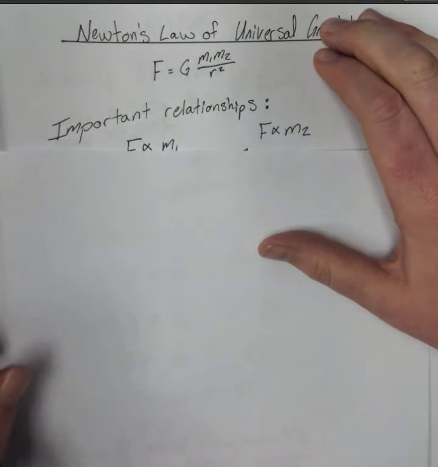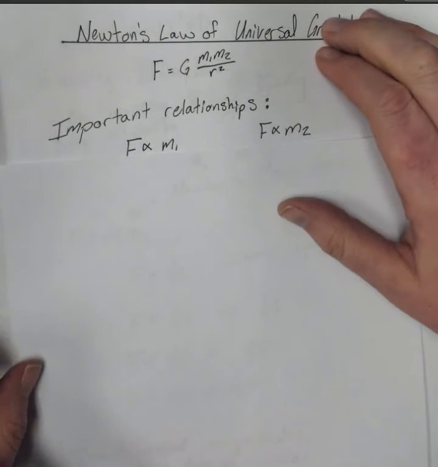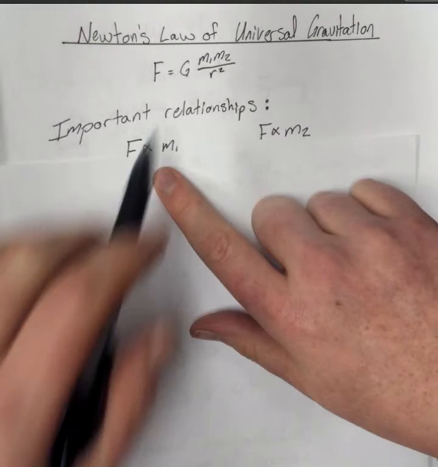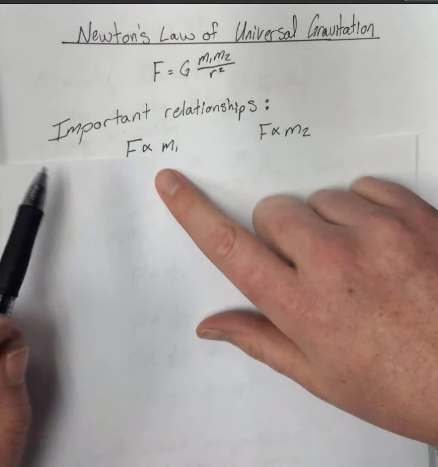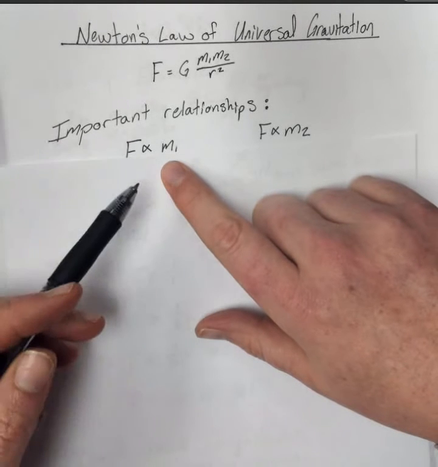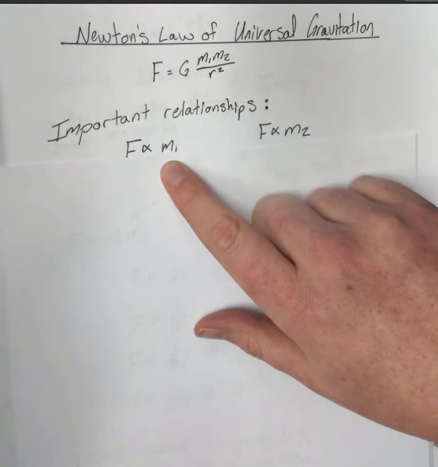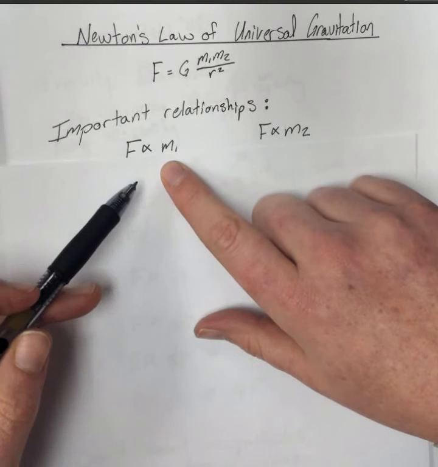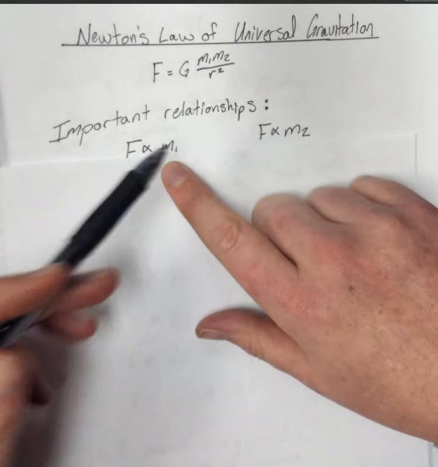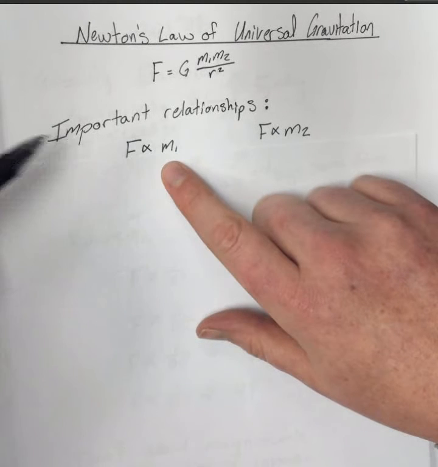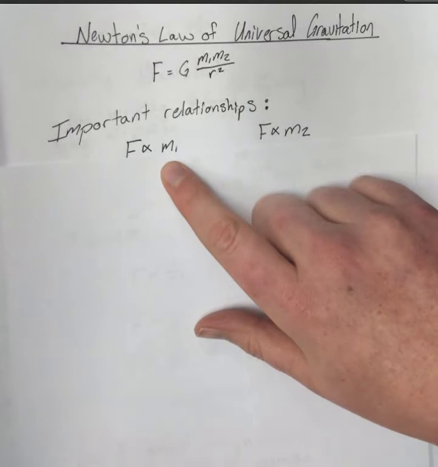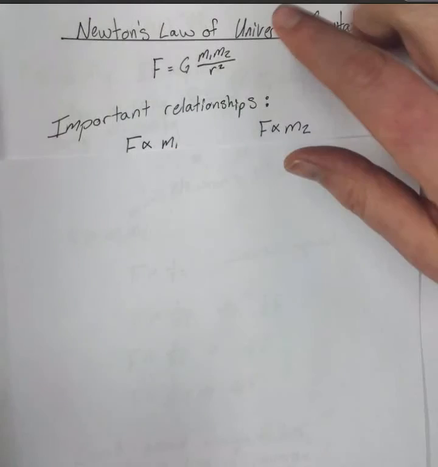In this equation, we can see some important relationships. Because we're looking at products across the top, that means that the force is going to be directly proportional to the mass. If the mass increases, the force will increase directly. So if the mass of one object doubles, the force will double. If the mass of the other object doubles, the force will double. If the mass of both objects doubles, well then double the force, and double the force, you get 4 times the force.